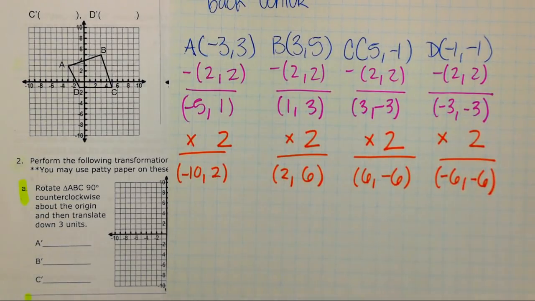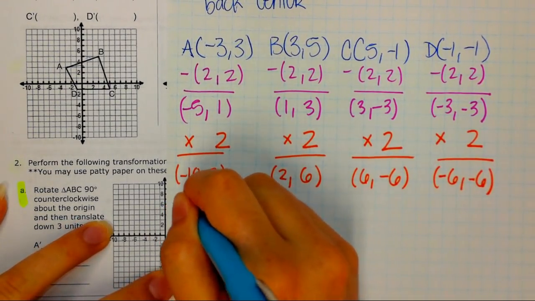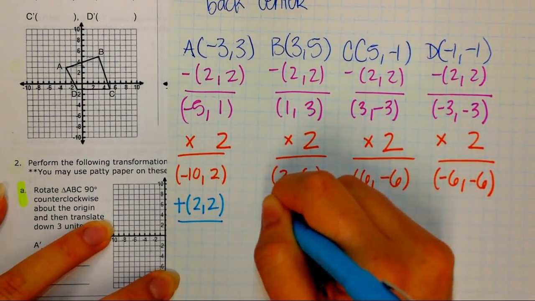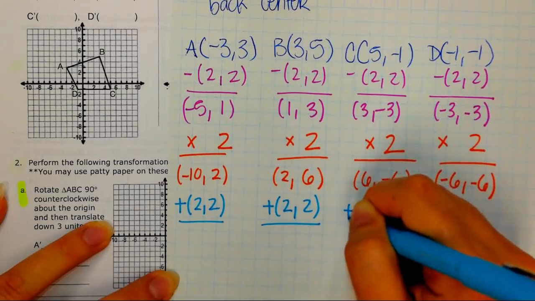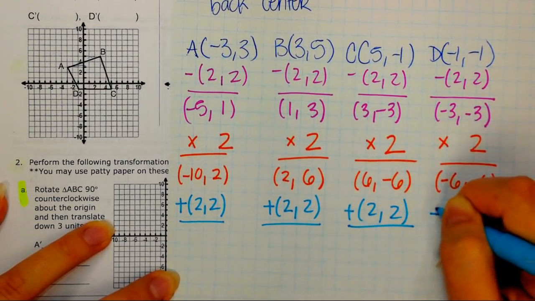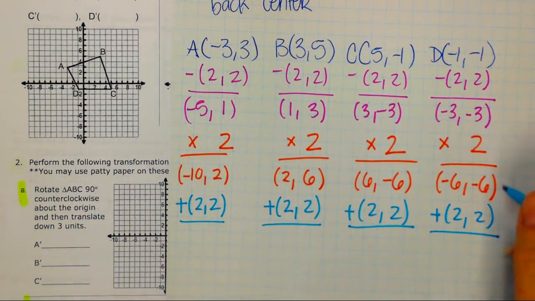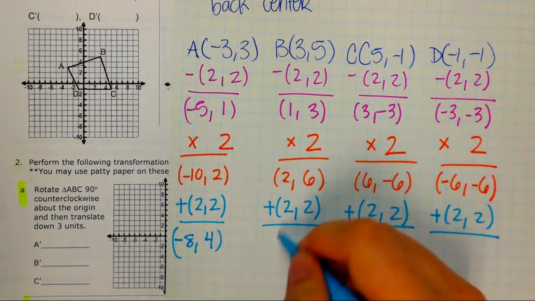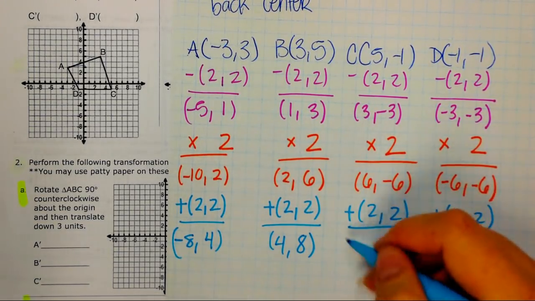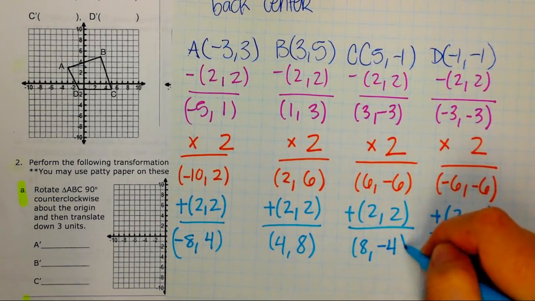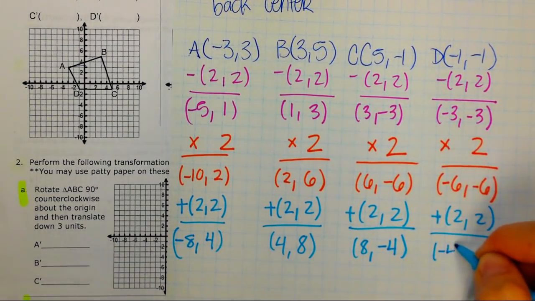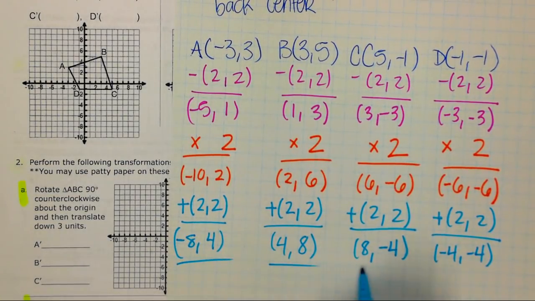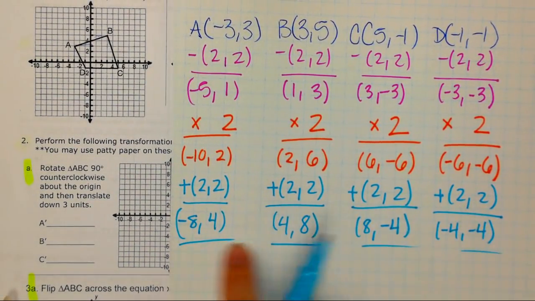Last step is that we need, let me see if we can get a different color. We took away the center at the beginning. Now we need to add it back. So I'm going to add back 2, 2 to each of these. -10 plus 2 becomes a -8. 2 plus 2 is 4. 6 plus 2 is 8. 6 plus 2 is 8. -6 plus 2 is -4. And so that would be -4, -4. Okay. And these are our final coordinates that we want.